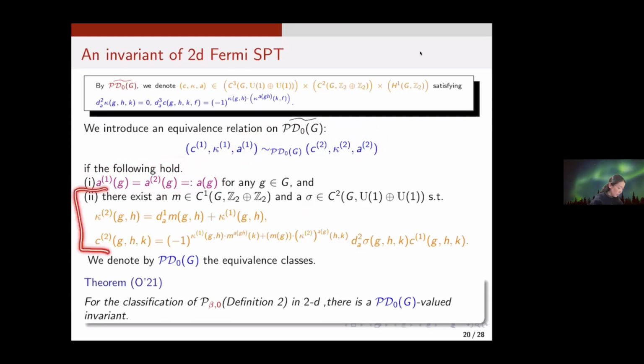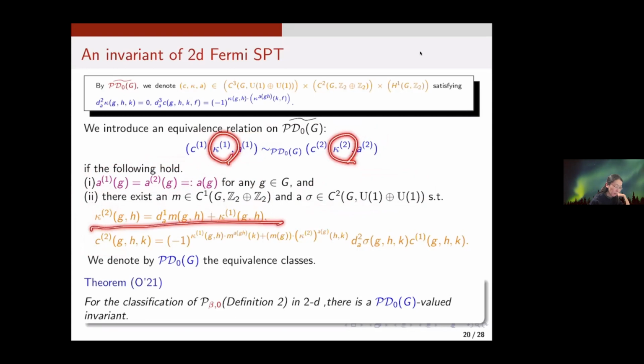Now, the second condition is the following. There is some one cochain and two cochain satisfying these conditions. First one, recall that these second ones were just cocycle, two cocycle. And the first equation here is telling us that the group homology corresponding to this and that coincides.